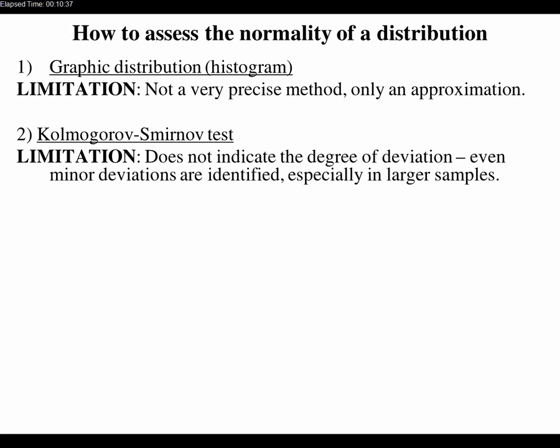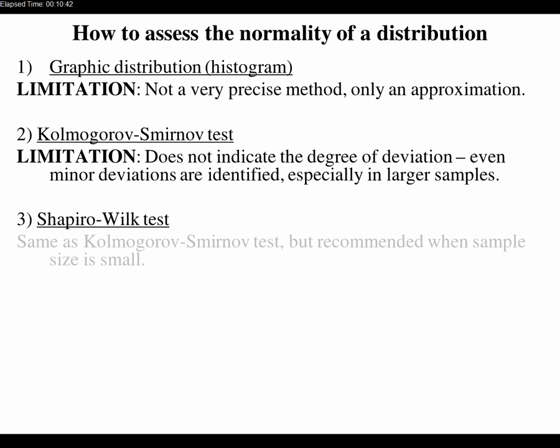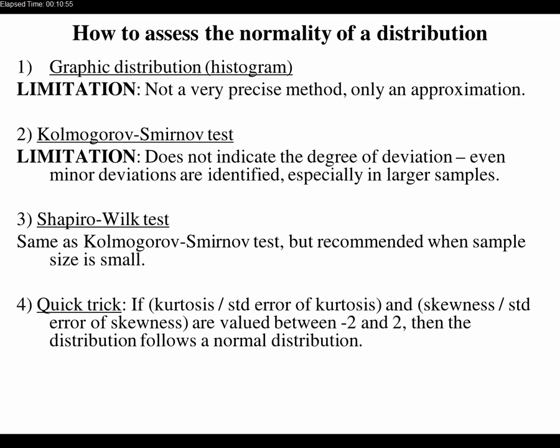Even minor deviations are identified, especially in larger samples. We could use the Shapiro-Wilk test, and that's the same as the Kolmogorov-Smirnov test, but it's recommended when the sample size is small. And these are all things that are in SPSS, so don't get the shakes. Quick trick. If the kurtosis divided by the standard error of kurtosis and skewness divided by the standard error of skewness are valued between -2 and 2, then the distribution follows a normal distribution. And if you remember, those numbers come up when we do a computation in SPSS.